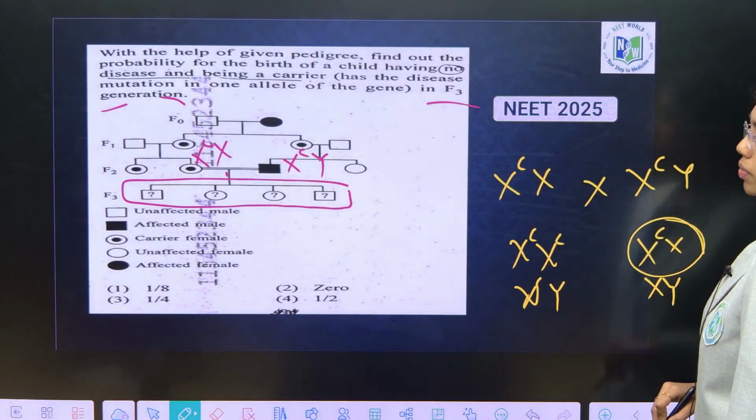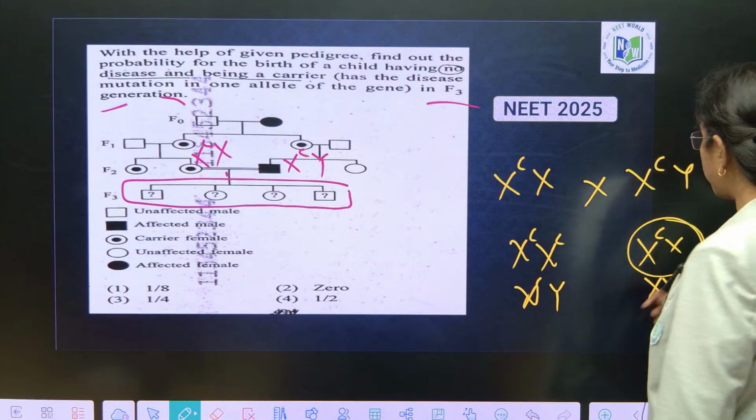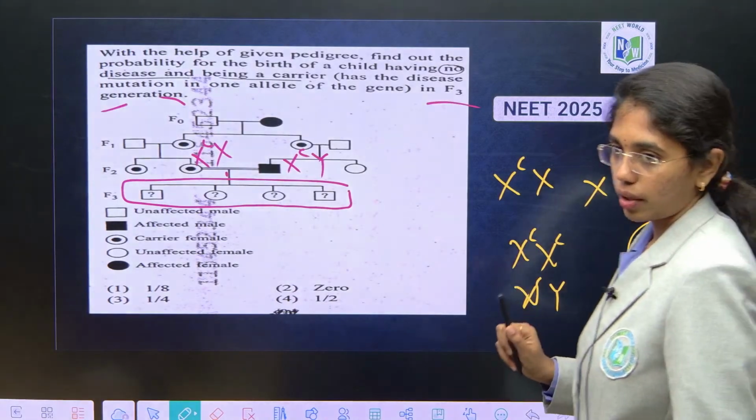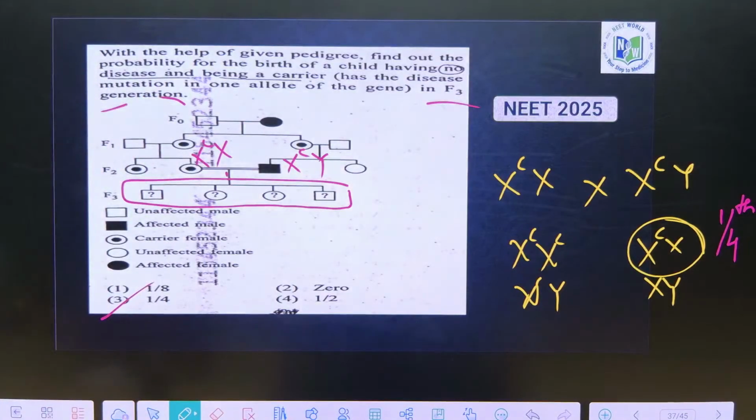One-fourth of total offsprings will be carriers, sorry. How many will be affected? Half. How many will be unaffected? One-fourth. One-fourth carriers, one-fourth unaffected, half affected. Look into the combinations, do the cross and you will get to know that. Simple it is.